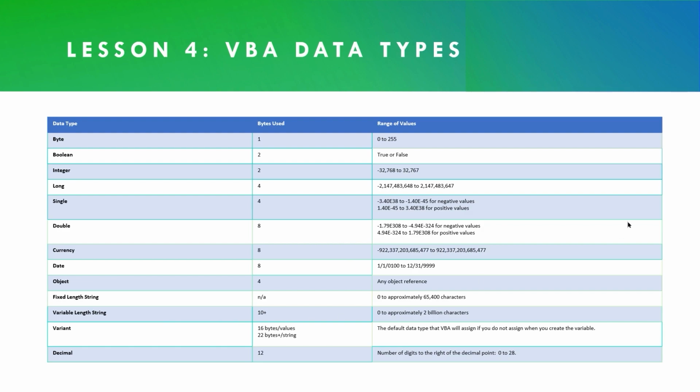When you declare a variable, if you do not assign it a data type, it will assign it the Variant data type. Look how many bytes are used for the Variant data type. So you want to assign the appropriate data type when you're declaring a variable. That is a preferred method. And now we're ready to get hands-on.